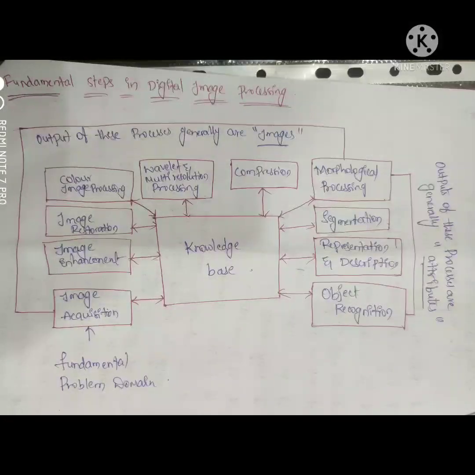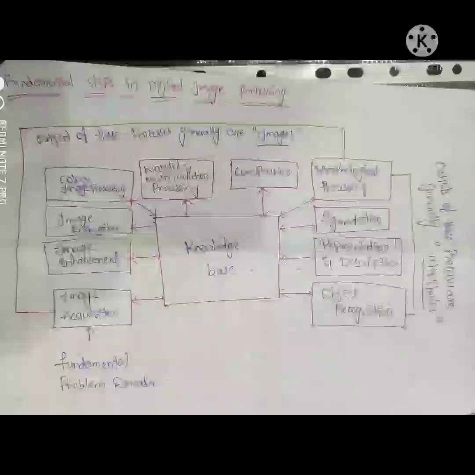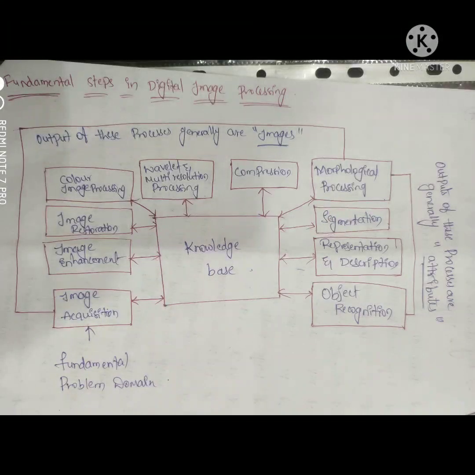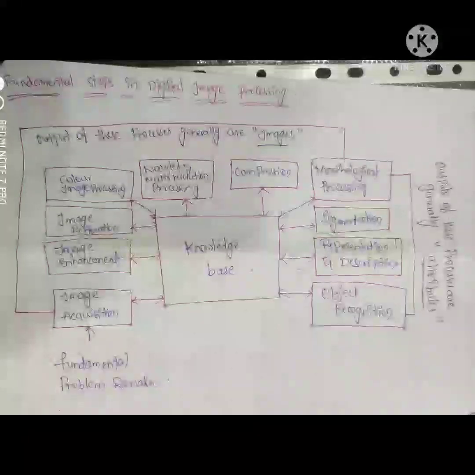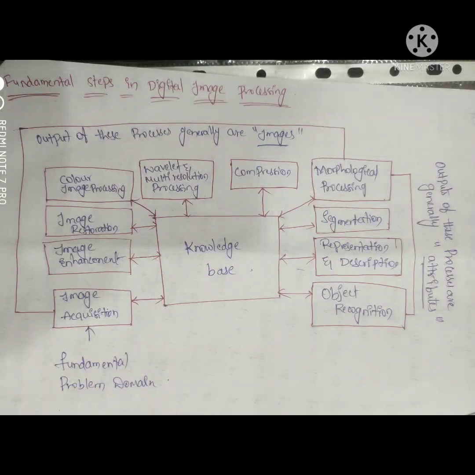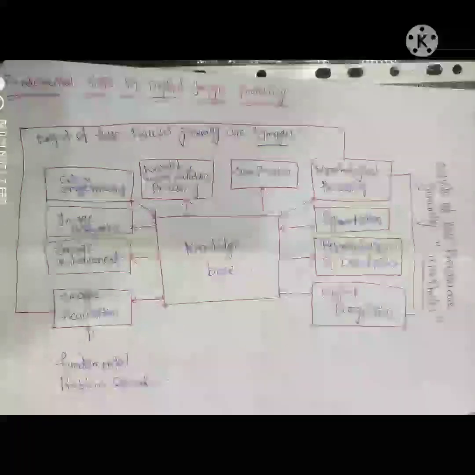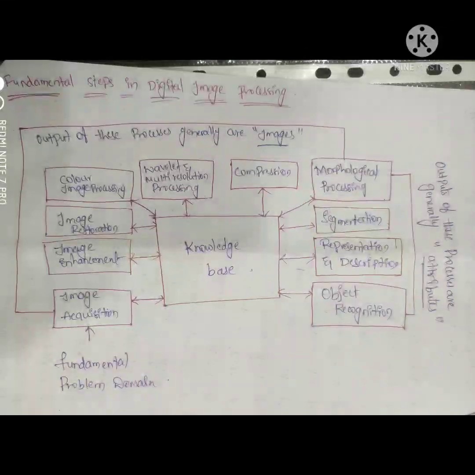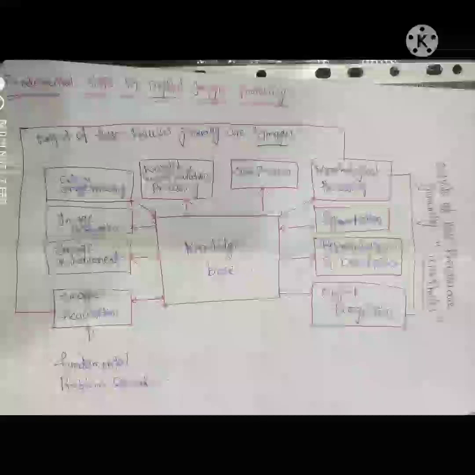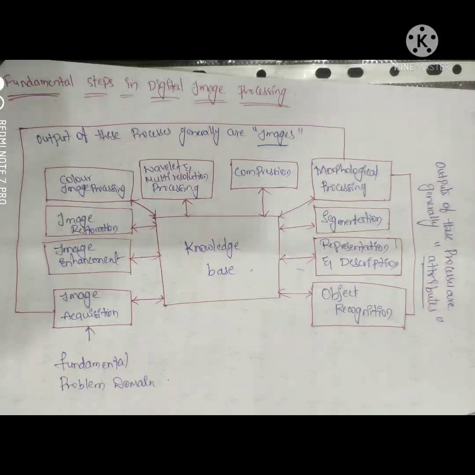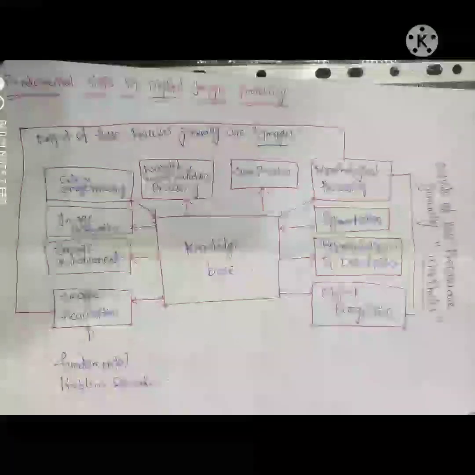In today's session, we are going to discuss the fundamental steps in digital image processing. For processing of a digital image, we have to come across various steps like image acquisition, image enhancement, image restoration, color image processing, wavelet and multi-resolution processing, compression of image, morphological processing, segmentation, representation and description, and object recognition. Now, let us see step by step.